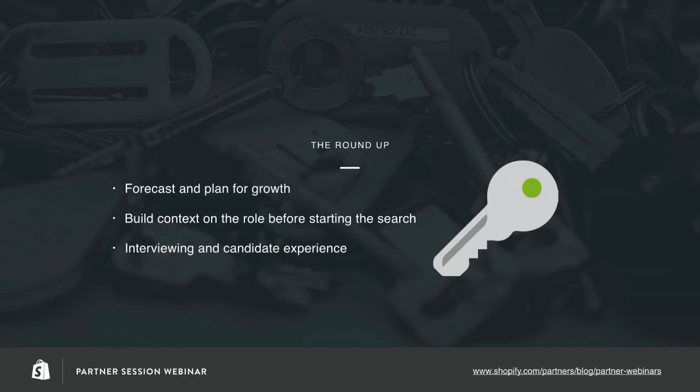The second thing is building context on the role before actually starting the search. Whether it's getting all internal stakeholders on board and understanding exactly what you're looking for, or even just for yourself as the hiring manager. You don't want to get halfway through a search and have spent a bunch of time meeting with people and realize that you don't know what you're actually looking for. So really take the time to sit down and iron out those details.